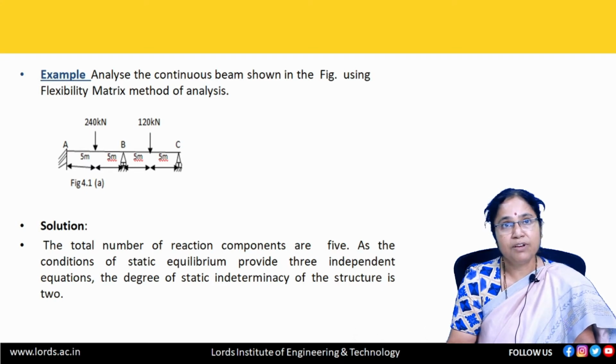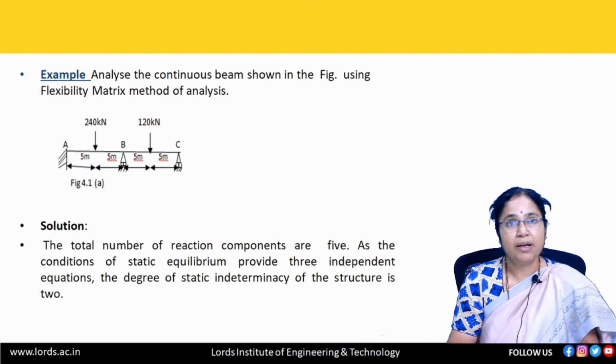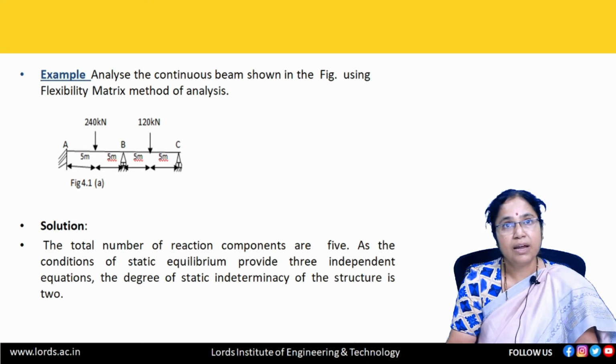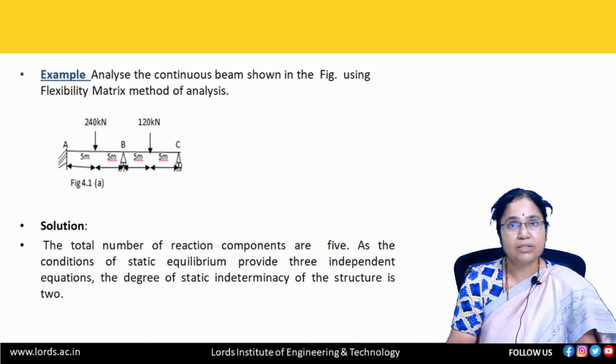The below given figure is a continuous beam of two spans, span AB and span BC, and it is subjected to 2 point loads of 240 kilonewtons and 120 kilonewtons. In the given continuous beam, the total number of reaction components are 5, meaning 3 reaction components at the fixed support A, 1 reaction component at the roller support B, and 1 reaction component at the roller support C.